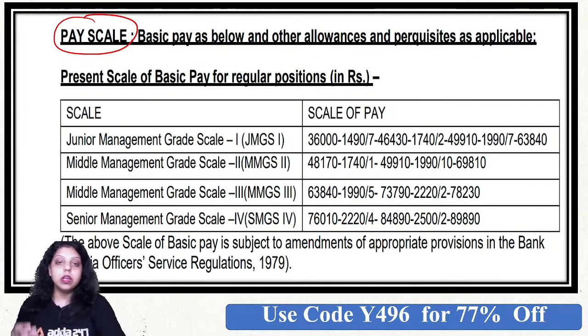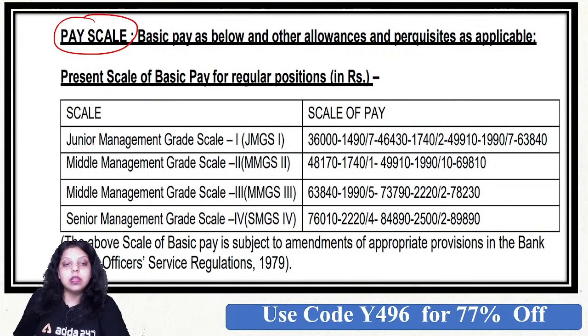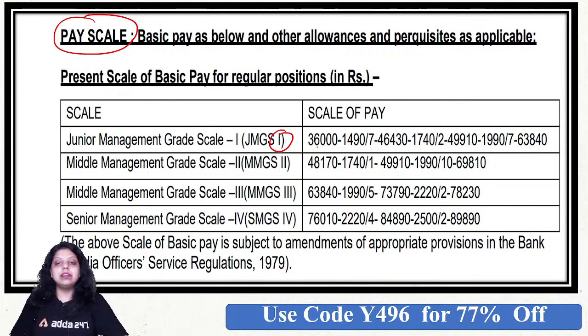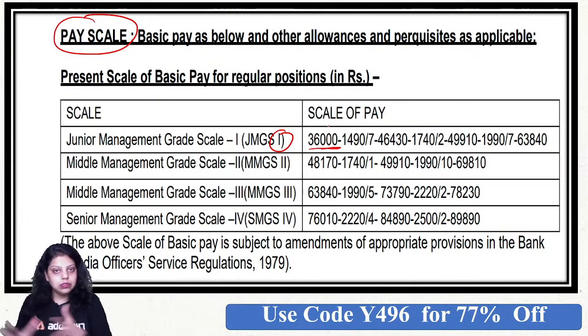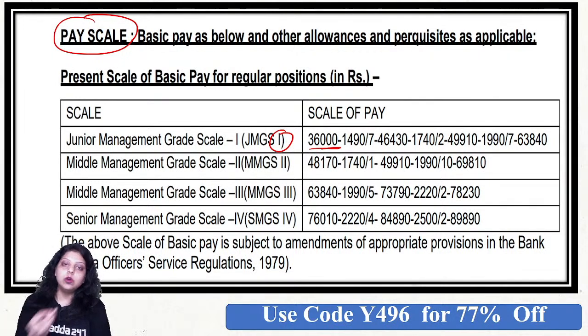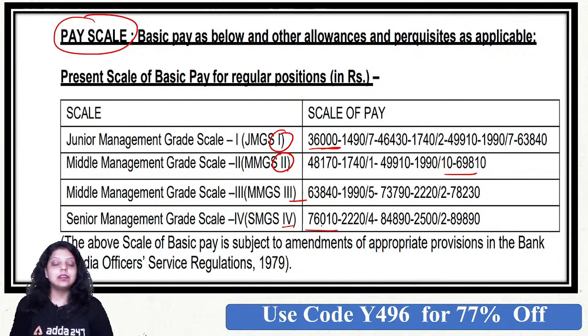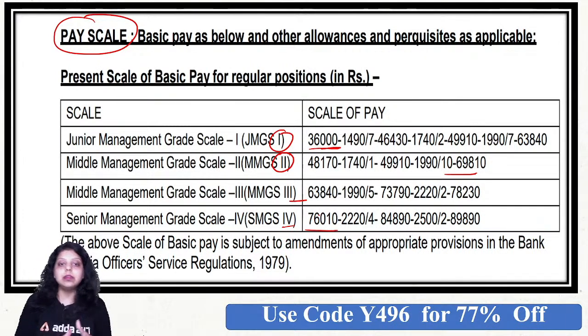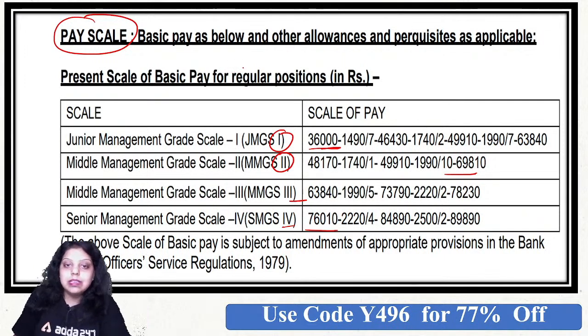So when we are talking about Bank of India, the pay scale is very attractive, very smart. If we are talking about Junior Management Scale 1, the basic pay is 36,000, or after everything, in hand you will get around 55,000 per month. For Scale 2, the basic pay is 48,170. For Scale 3, it is 63,840 rupees, and for Scale 4 you have 76,010 rupees as your basic pay. So these are the basic pays given under the regular posts of Bank of India.